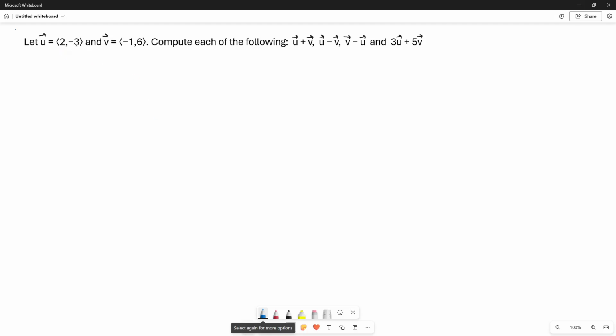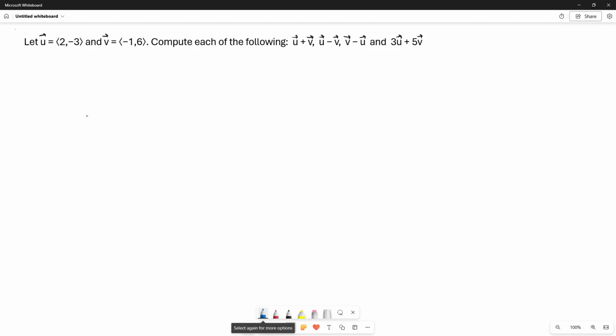Let u equal the vector (2, -3) and v equal the vector (-1, 6). We would like to compute u plus v, u minus v, v minus u, and 3u plus 5v.